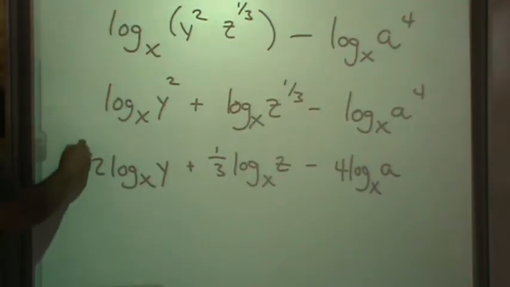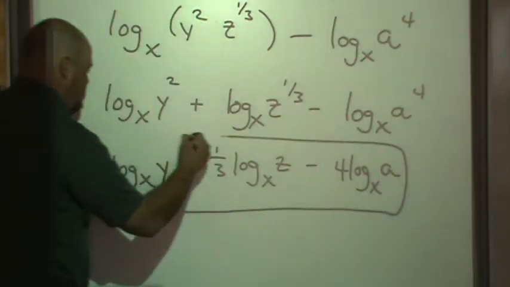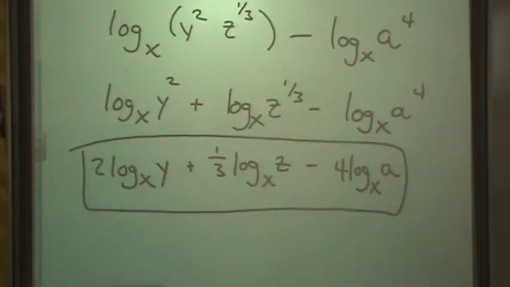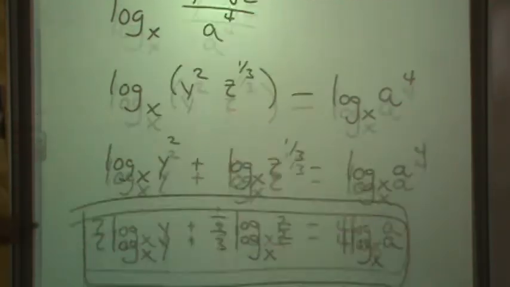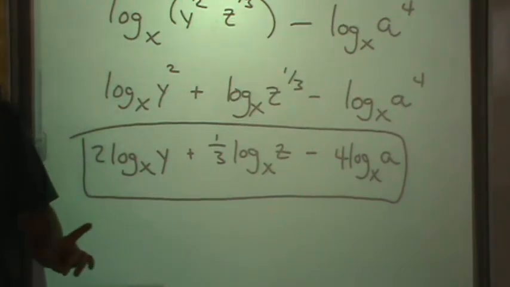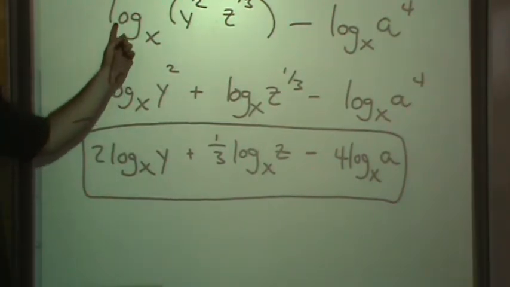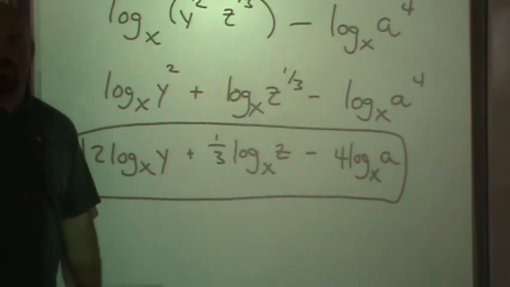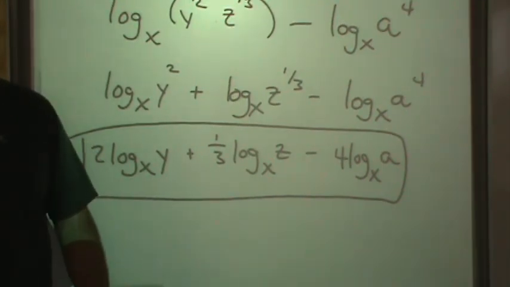It should be natural. So this is the expanded form of that. Using the same concepts, right? The addition of two logs is a product, or a log of a product is the addition of two logs. It's the same property used in reverse.